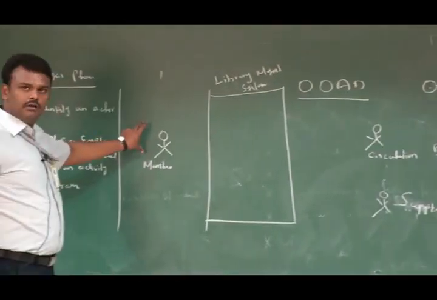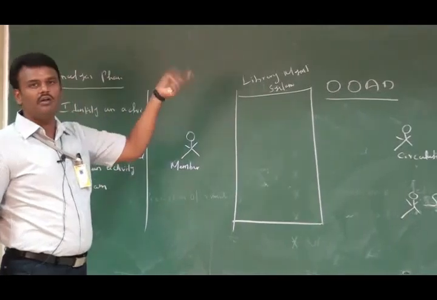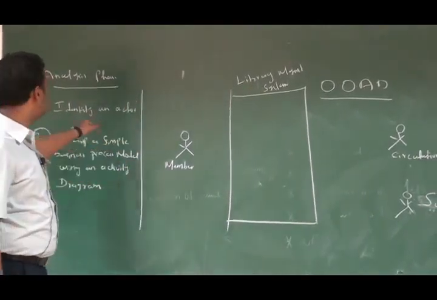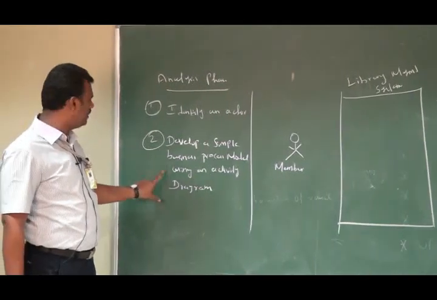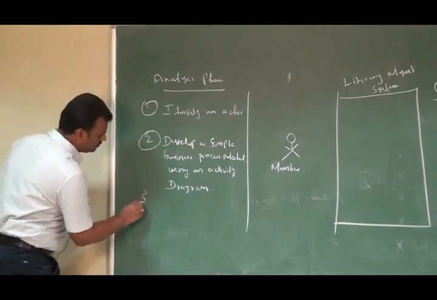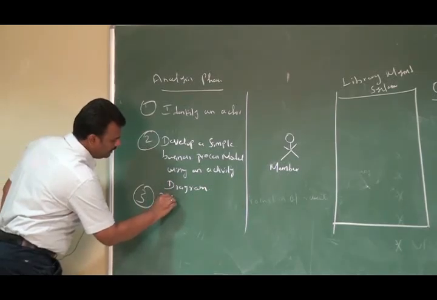What do you mean by activity diagram? The activity diagram shows what activities are going on inside the system. That is in the analysis part. First, we have to identify an actor, then develop a simple business process model using an activity diagram. The third one, develop the use cases.